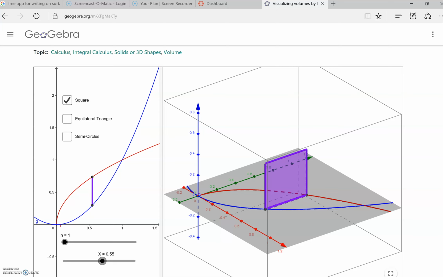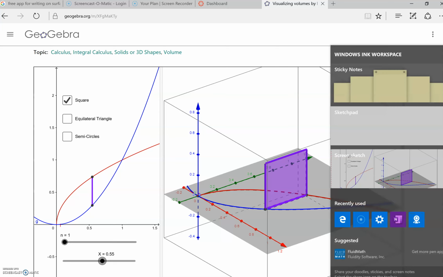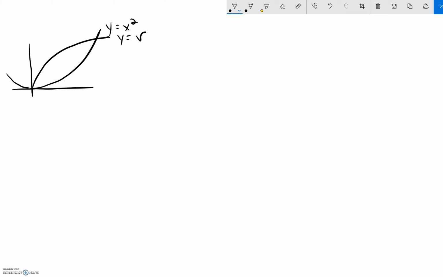So to show you how we're going to do that, we're going to switch over to a screen where hopefully I can write and you can see it. But we're going to take y equal x squared, that function, and y equal the square root of x, which formed our region R right here. So here's region R. And what we want to do is think about describing the edge of our square cross section.